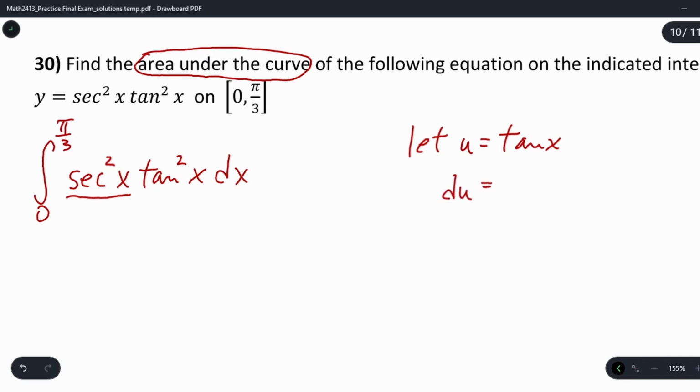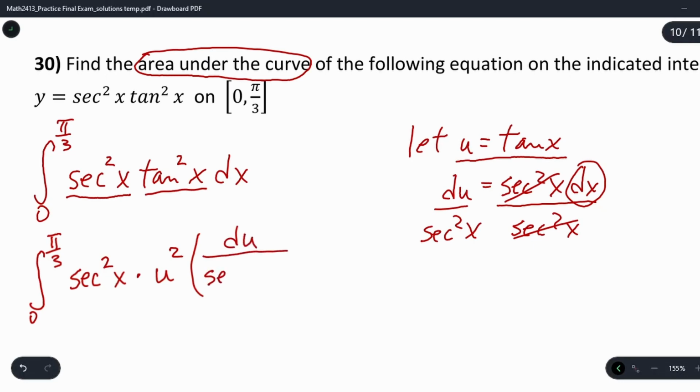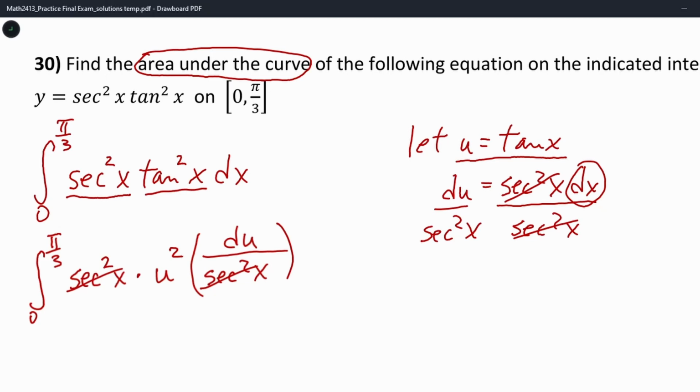And then if I differentiate both sides, the derivative of tangent is secant squared x dx, dividing both sides by secant squared x is going to tell us what we need to replace dx with. Now, notice that we did say to let u be just tangent of x. Over here we have tangent squared x. So if I do my u substitution, that's going to become simply u squared. So here we go, rewriting this integral from 0 to pi over 3. We're going to have our secant squared x times u squared, and then dx gets replaced with du over secant squared x. Notice that that will eliminate the secant squared x's, giving me an integral in terms of u only.